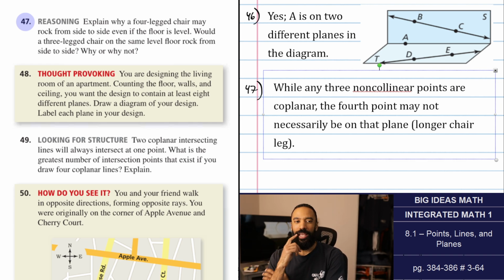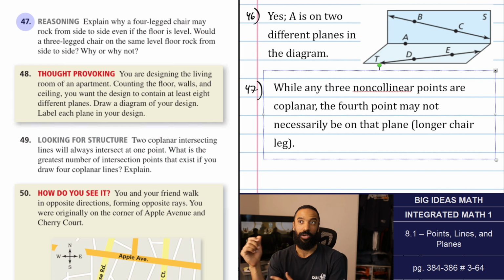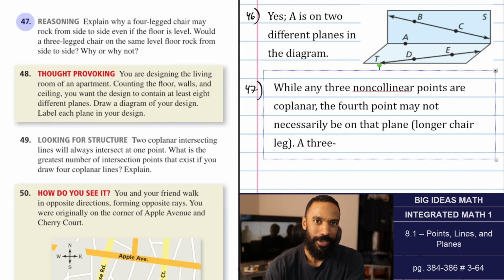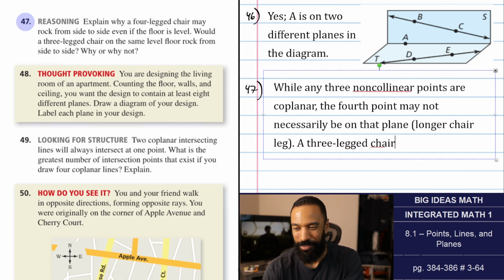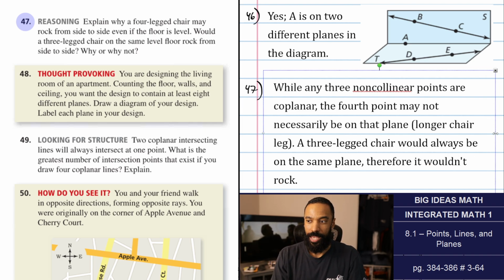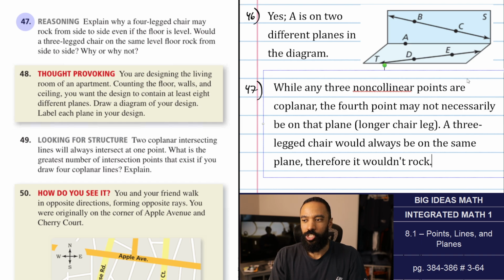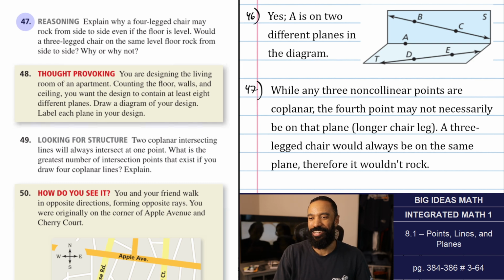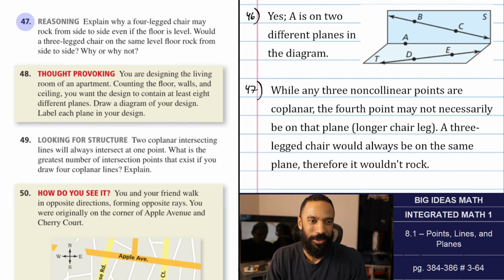Now, would a three-legged chair on the same level floor rock from side to side? Well, no, because they would all be on the same plane. This isn't about tipping over and stuff. I apologize, I was not thinking of this problem correctly. A three-legged chair would all be coplanar. It would always be on the same plane. Therefore, it wouldn't rock from side to side. They should have just spoken on unevenness, not rocking. When I hear rocking side to side, I'm thinking wee and doing things like that, or backward and forward, which I would do a lot as well.